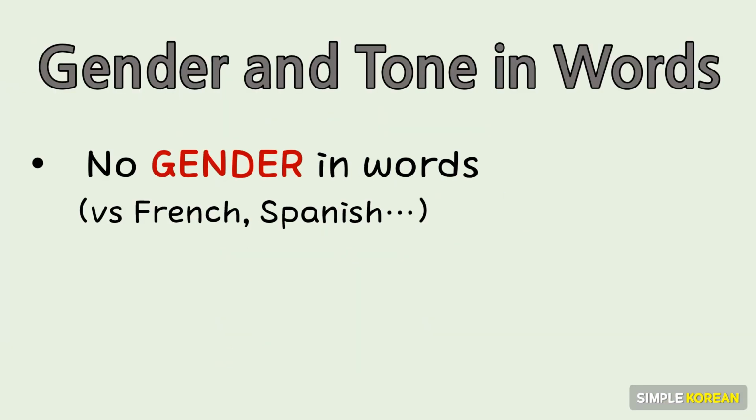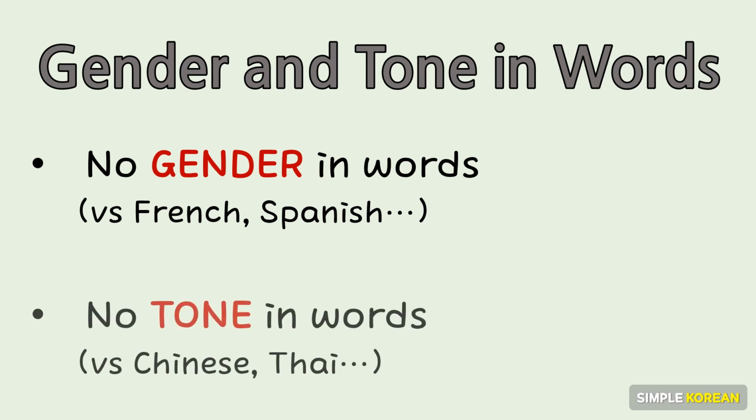Unlike languages like French or Spanish, there are no noun genders in Korean. And in some languages, including Chinese and Thai, there are specific tones to learn. It can make learning much more complicated. But in Korean, there is no tone in words.